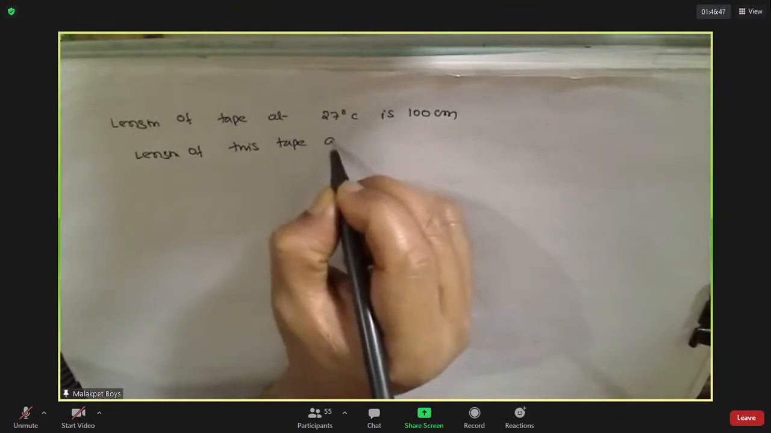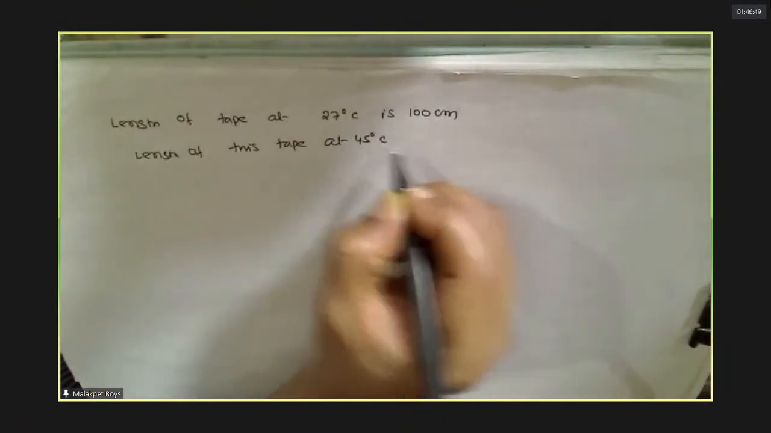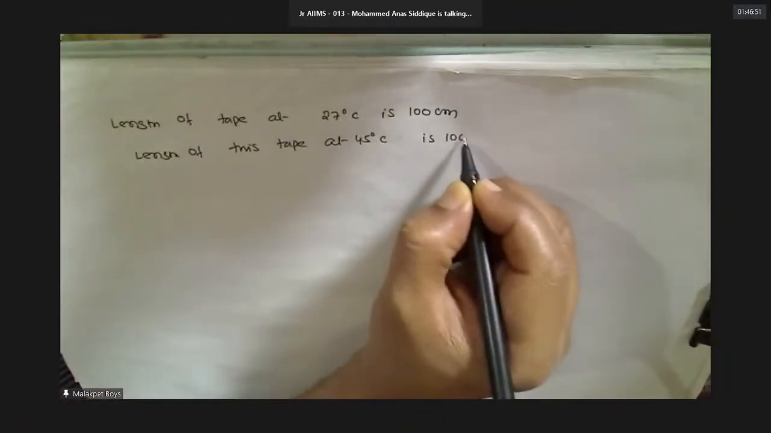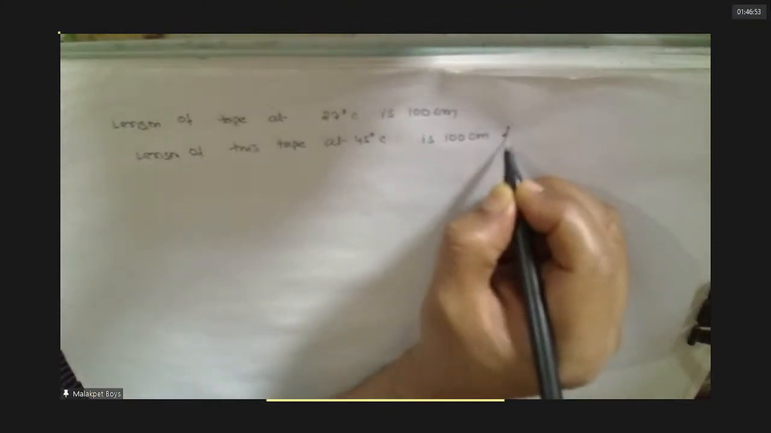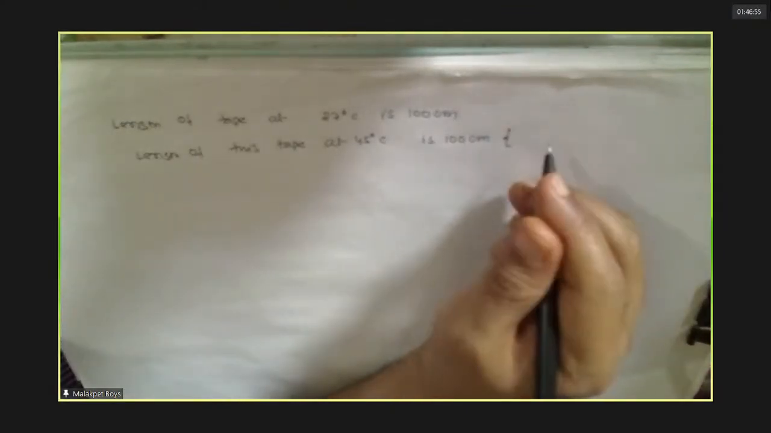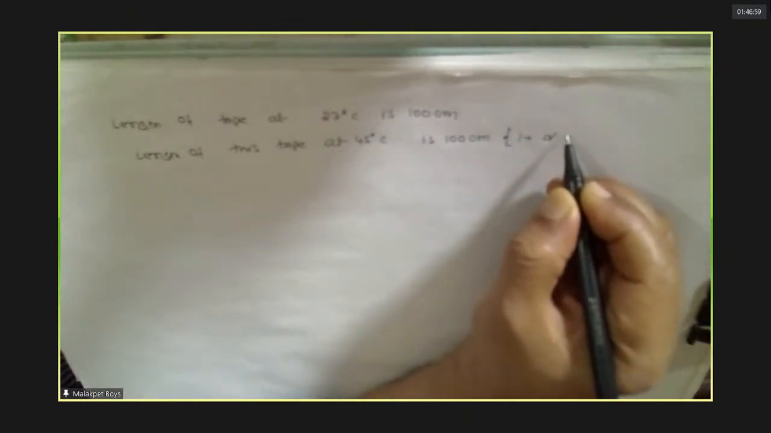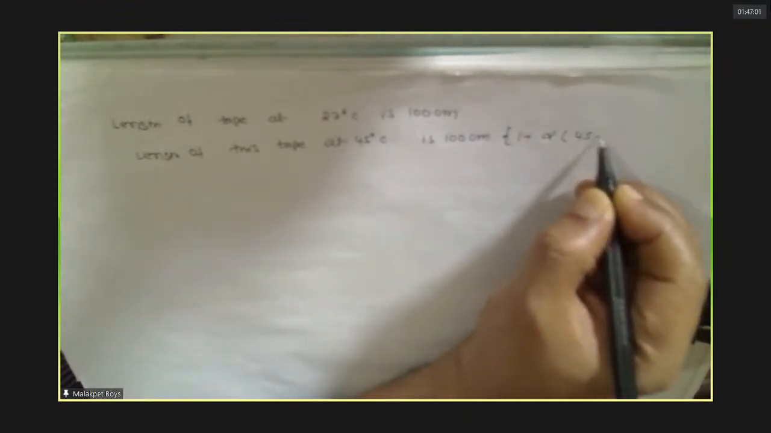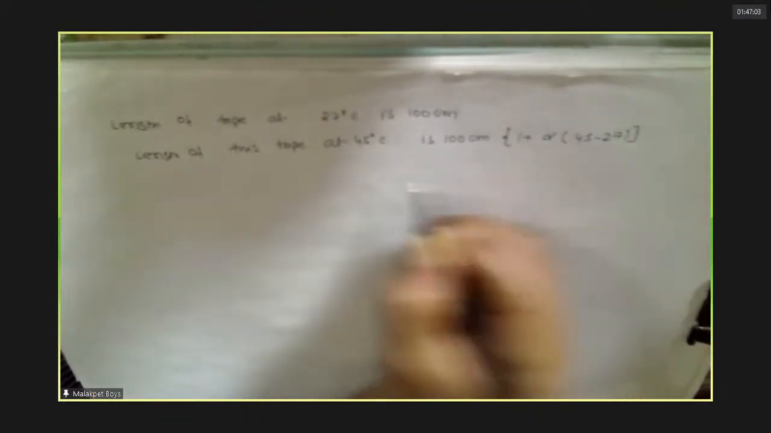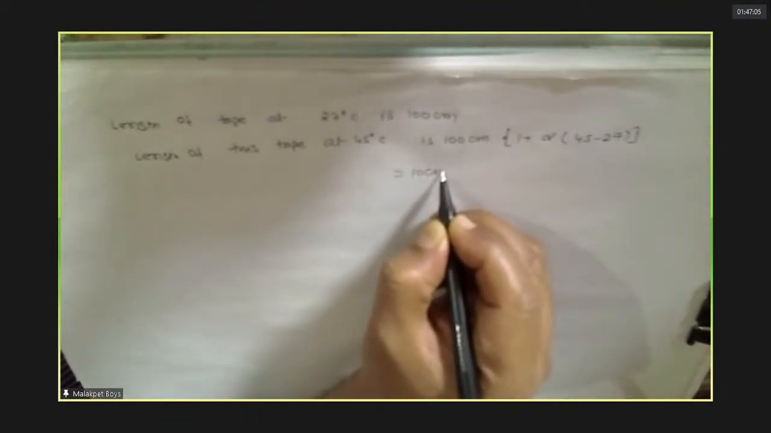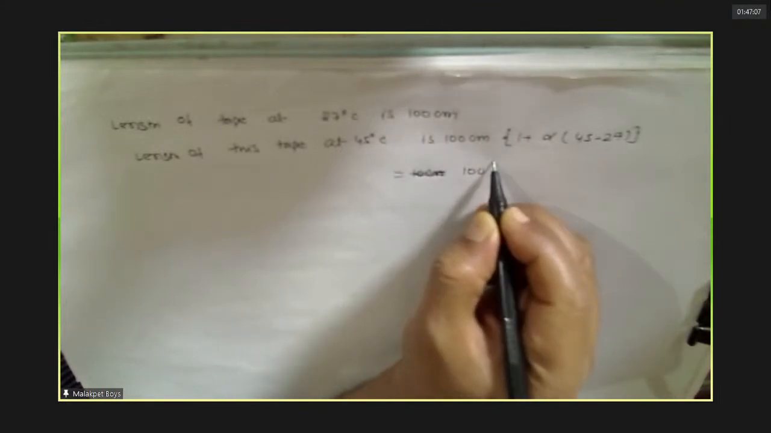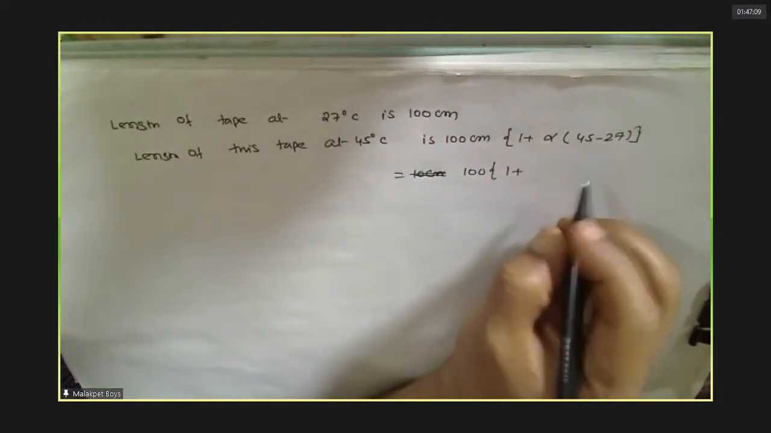At what temperature are you using? 27 degrees. Hopeless fellow. 45 degrees. Alpha into 45 minus 27. This is 100 centimeters. Alpha of steel is given.